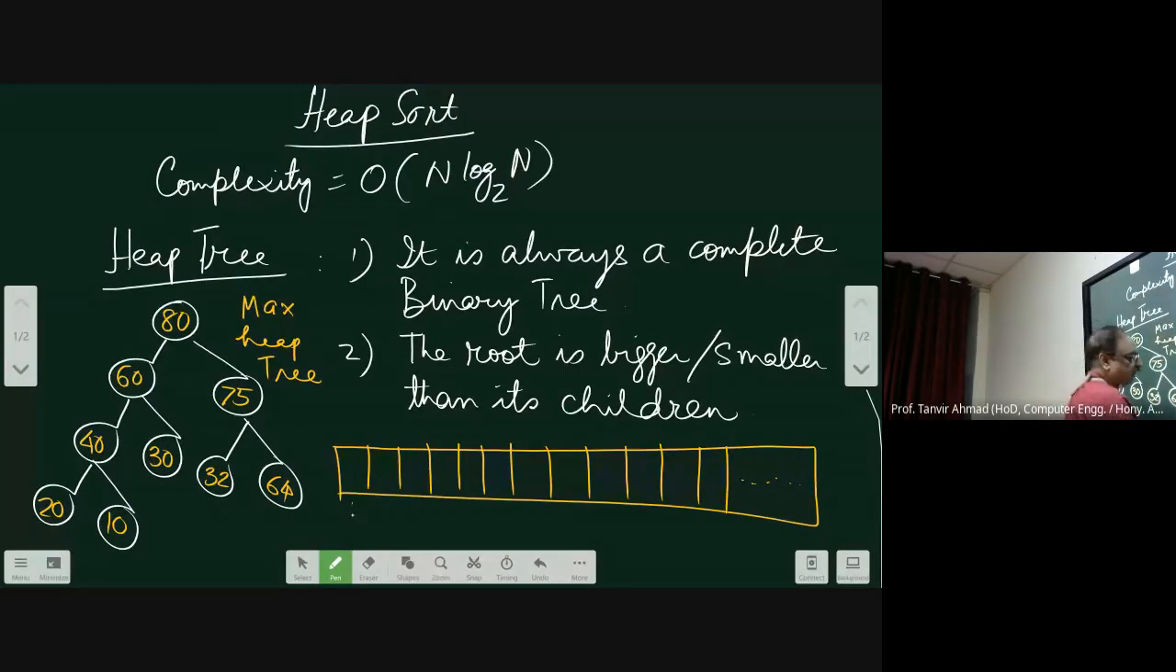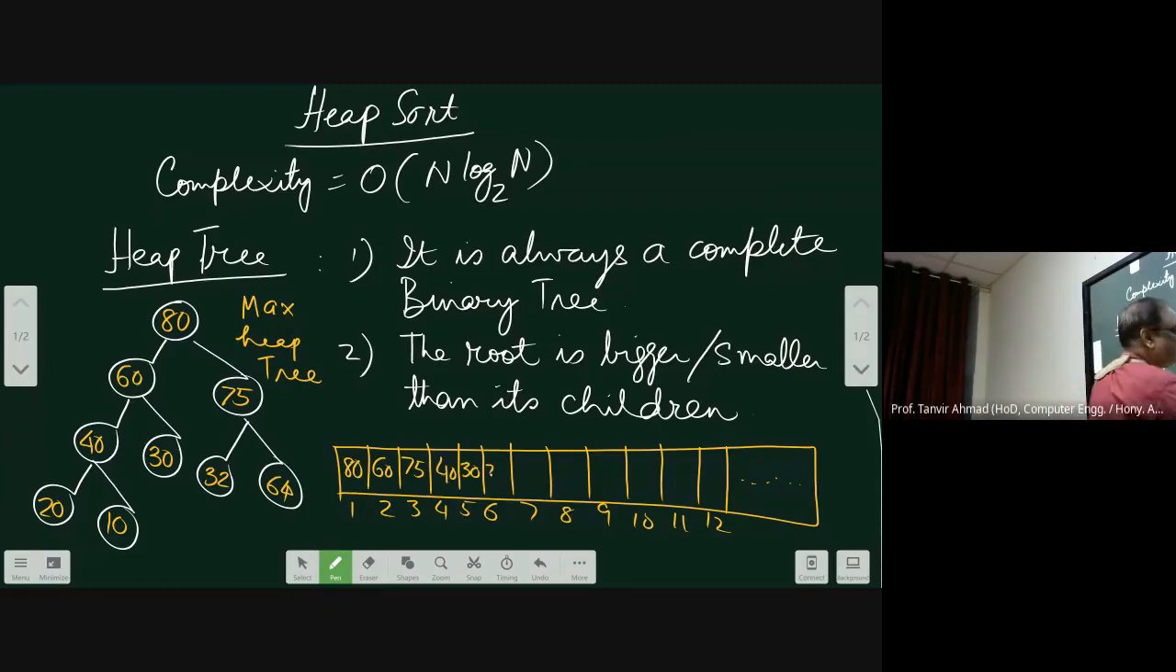Where this is of 1, and you are going to put the first number at this place. The left child will be put at 2 into I. Therefore, you are going to put the left child at this place and the right child at this place. Similarly, the left child 40 will be put in the 2 into I position of 60. That is 2 into 2 is 4. Therefore, you put 40, 30.